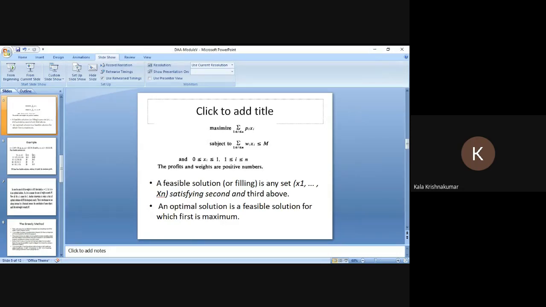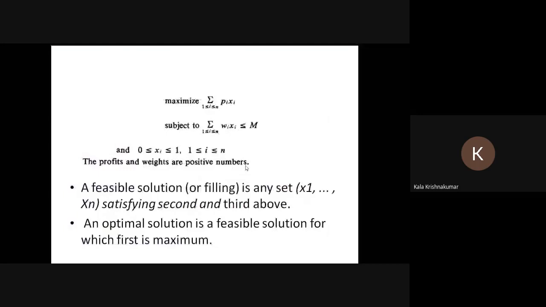Any set x1 to xn which satisfies the second and third conditions is known as a feasible solution, which means you are trying to find a filling of the knapsack. When you get a filling of the knapsack, that is your feasible solution. But an optimal solution means you should also satisfy your first condition, so you should find a filling which maximizes this value.